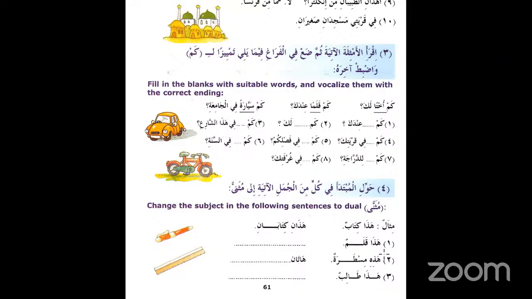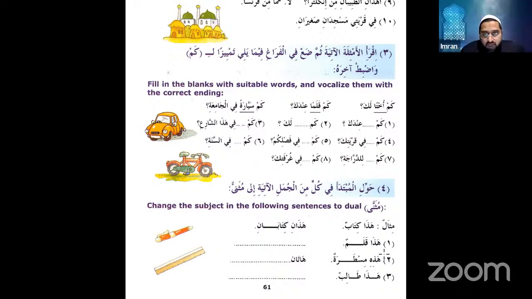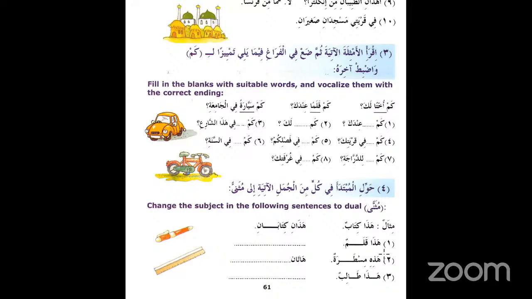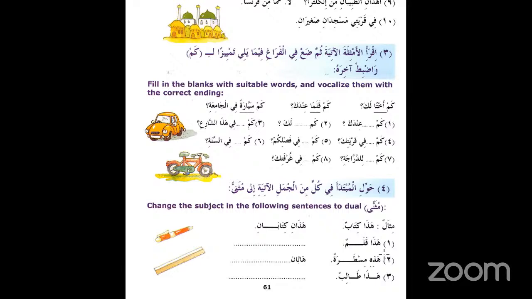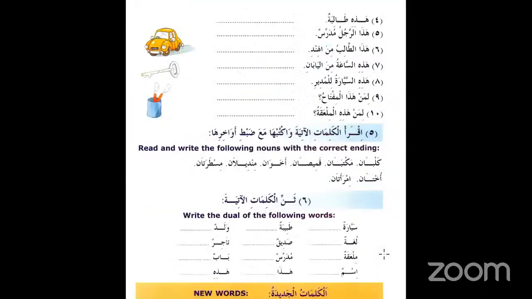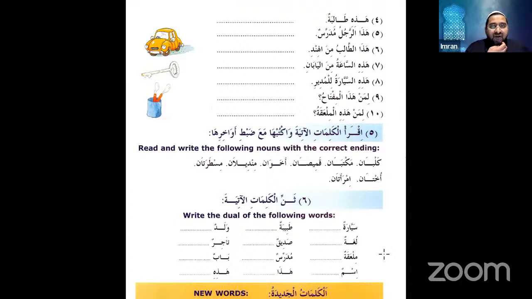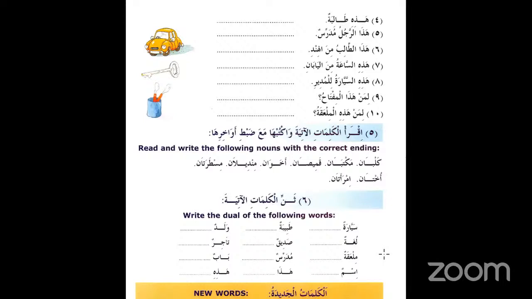Hadha qalam. Hadhani qalamani. This is a pen. These are 2 pens. Excellent. Hadhihi mistara. Hatani mistaratani. Excellent. This is a ruler. These are 2 rulers. Hadha talib. Hadhani talibani. This is a student. These are 2 students. Excellent. Really good. Sister Parveen Razai, 4, 5, and 6. Bismillahirrahmanirrahim. Hadhihi taliba.